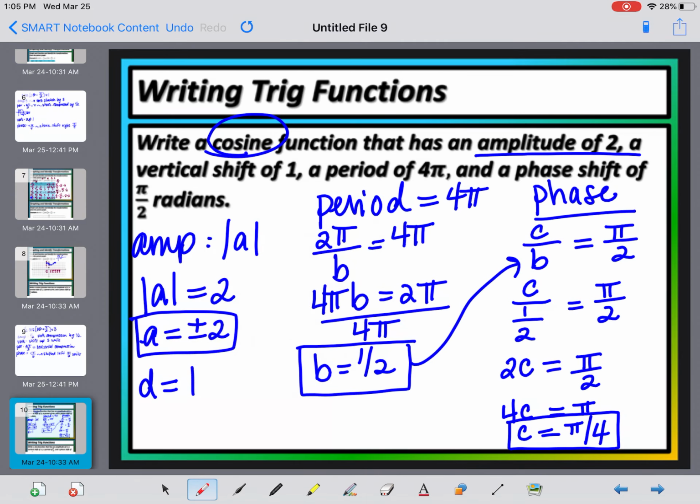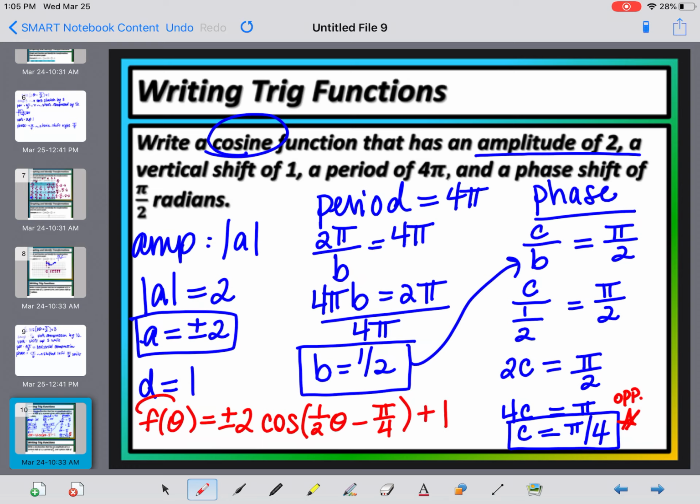Okay, now we're not done, so we actually have to take all of those values and put them into an equation. All right, so f of theta equals plus or minus 2. They want a cosine. You could say 1/2 theta. You could say theta over 2. Okay, minus pi over 4. Remember, this has to go back into the equation using the opposite sign. And then our vertical shift of plus 1. Okay, so this equation here, this is our final answer.